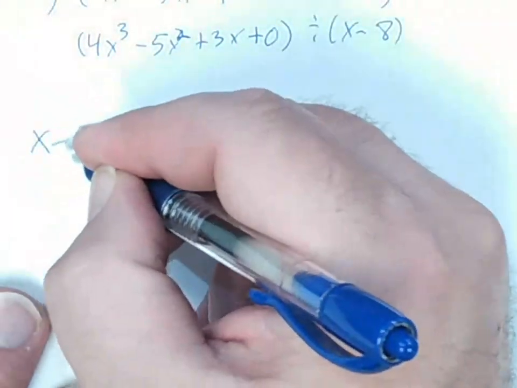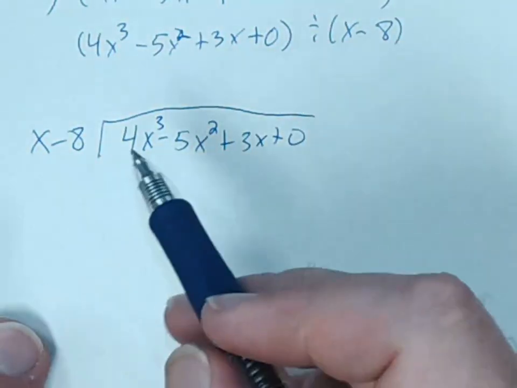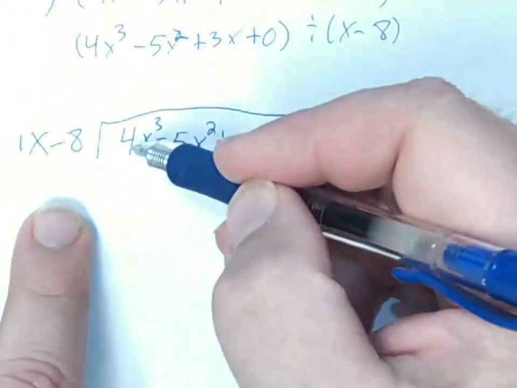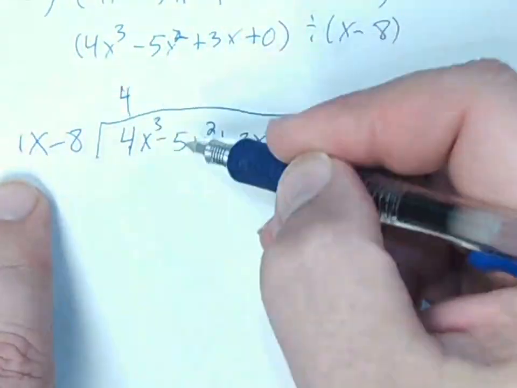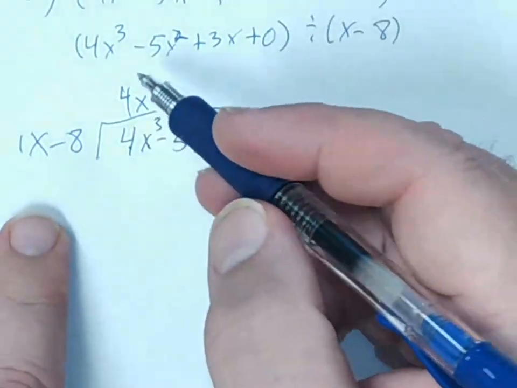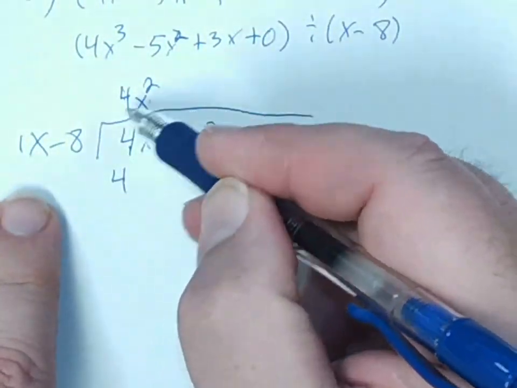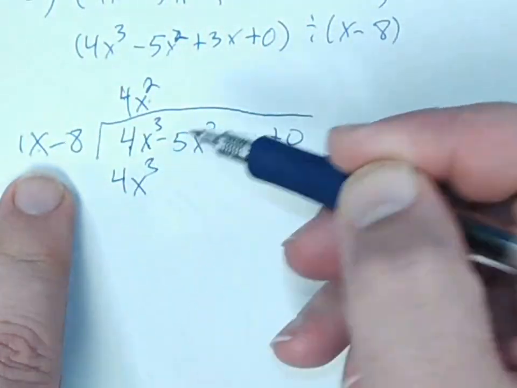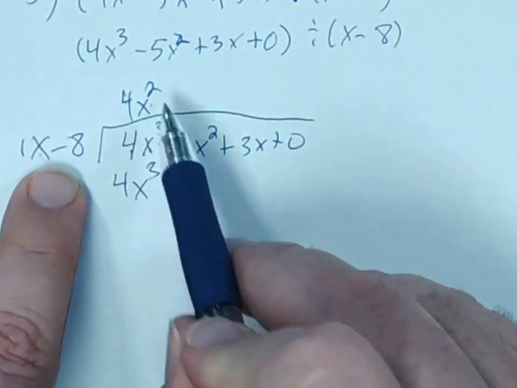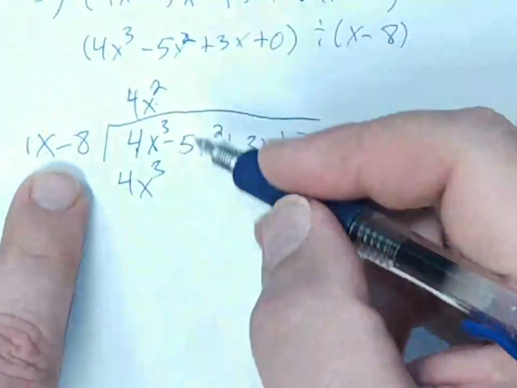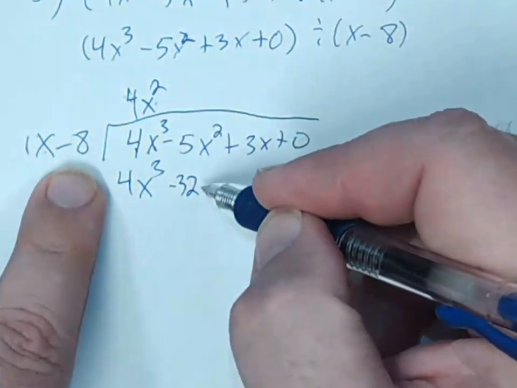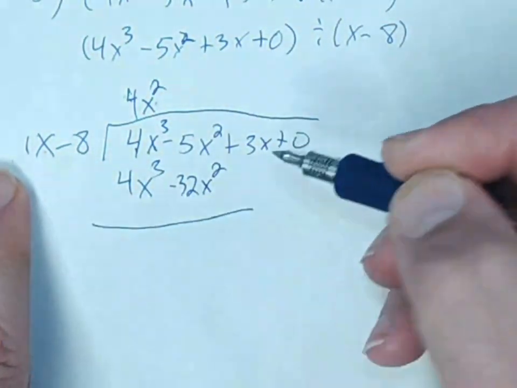Let's see, x minus 8. All right, step 1, we divide 4x cubed by 1x. 4 divided by 1 is 4. X cubed divided by x is x squared. Then we multiply. 4 times 1 is 4. X squared times x is x cubed. Perfect. It comes out the same. Don't forget we have to multiply negative 8 by 4x squared. 4 times negative 8 is negative 32. X squared times no other x's stays x squared.